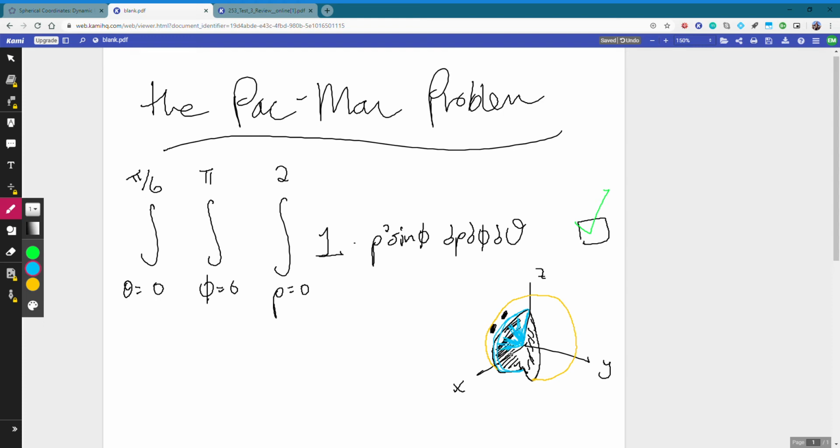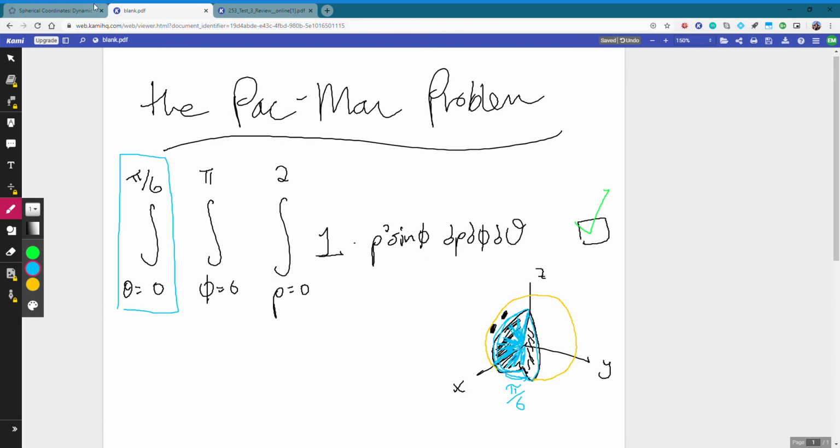at least in this first cut, theta equals 0, where we're pointing along the x-axis direction, we'll trace out that side of Pacman's mouth. And then if we allow this to happen for all the thetas from 0 to pi over 6, that'll swing it out by that pi over 6 angle, and we'll get everything in between and end up figuring out the volume of Pacman's open mouth.